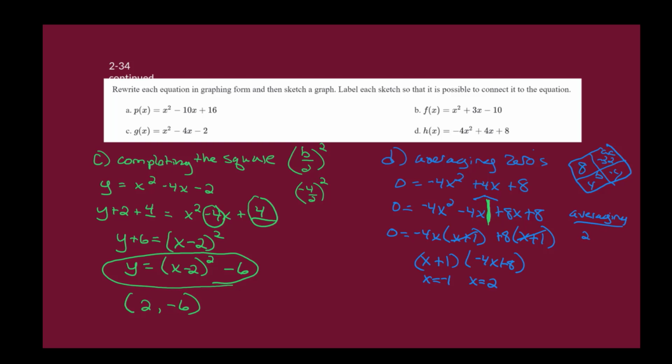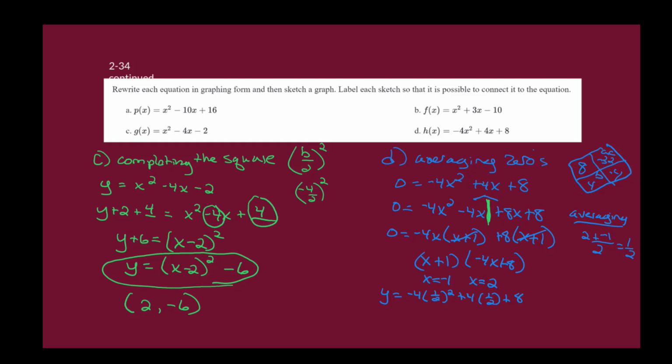So that means it's 2 plus a negative 1 over 2, which equals 1/2. Okay, so 1/2 is our x value. So now we're going to solve, and I'm going to come over here and do this because we're running out of room. I'm going to plug it into the equation. I think I can fit it down here. So I'm going to say y equals negative 4 times 1/2 squared plus 4 times 1/2 plus 8.